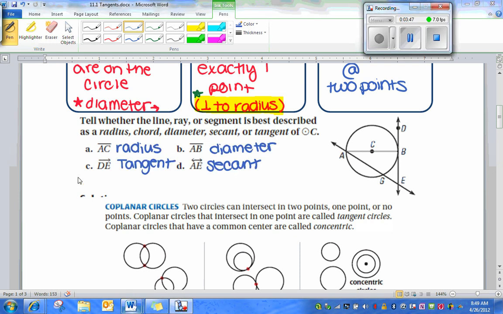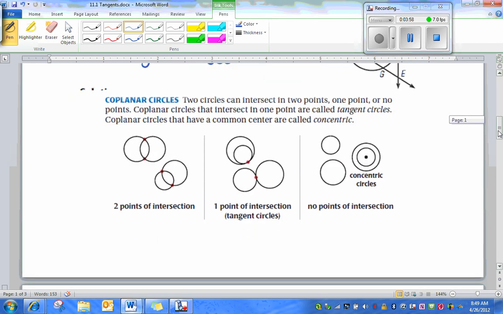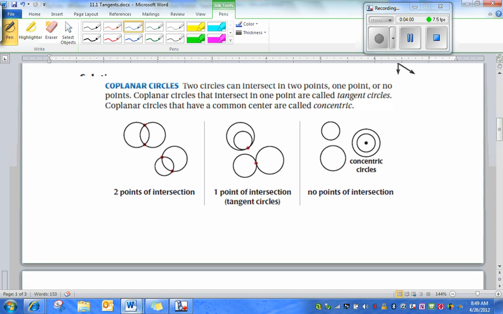Okay, so here are my answers for A through D. If you got any of them wrong, look back at the definition and try to figure out why. Again, in this lesson, we're going to be talking solely about tangents. Before we do that, I just want to talk quickly about coplanar circles. When you draw circles, they can either intersect in 2 points, like these, or they can intersect at 1 point, and those are called tangent circles for the same reason tangent is called tangent, because they intersect at exactly 1 point. Or they have no points of intersection like these ones. That's just a little thing for you to know.